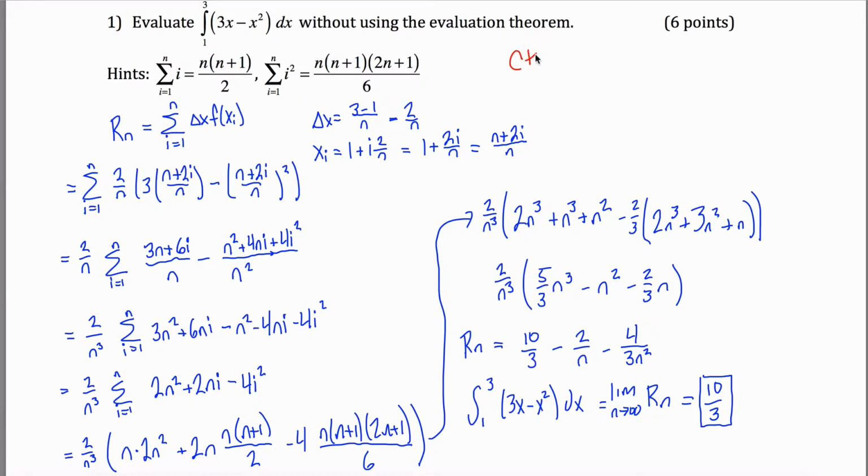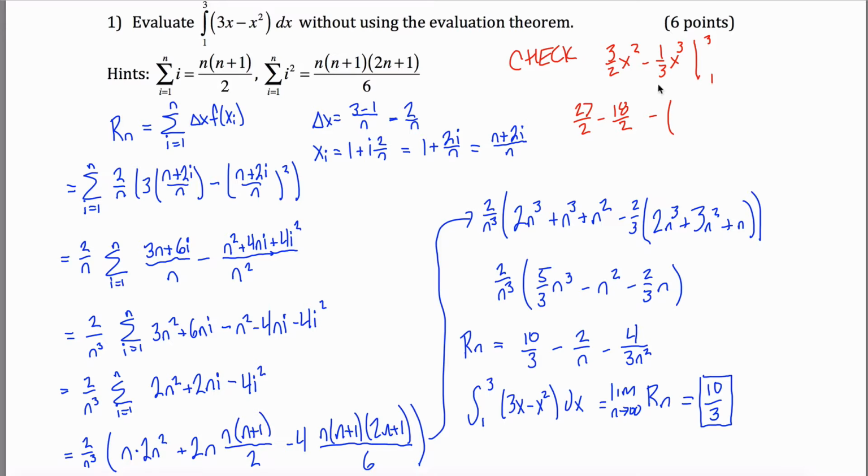Let's see, check. Using the evaluation theorem, the antiderivative here would be 3/2 x squared. And the antiderivative here would be 1/3 x cubed. So that means that this integral is equal to this thing evaluated at these endpoints. So I go plugging in a 3 here. 3 squared is 9. 9 times 3/2 is 27/2. If I go plugging in a 3 here, I get 27 divided by 3 is 9. So minus 9, which I'm going to write as 18/2.